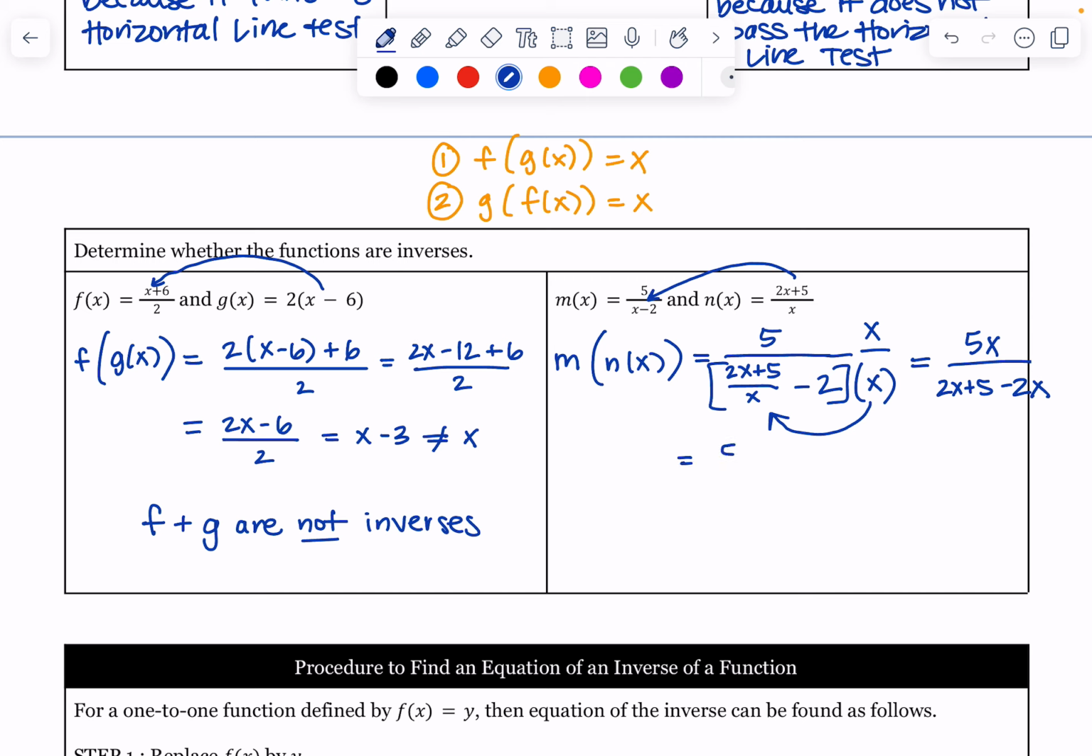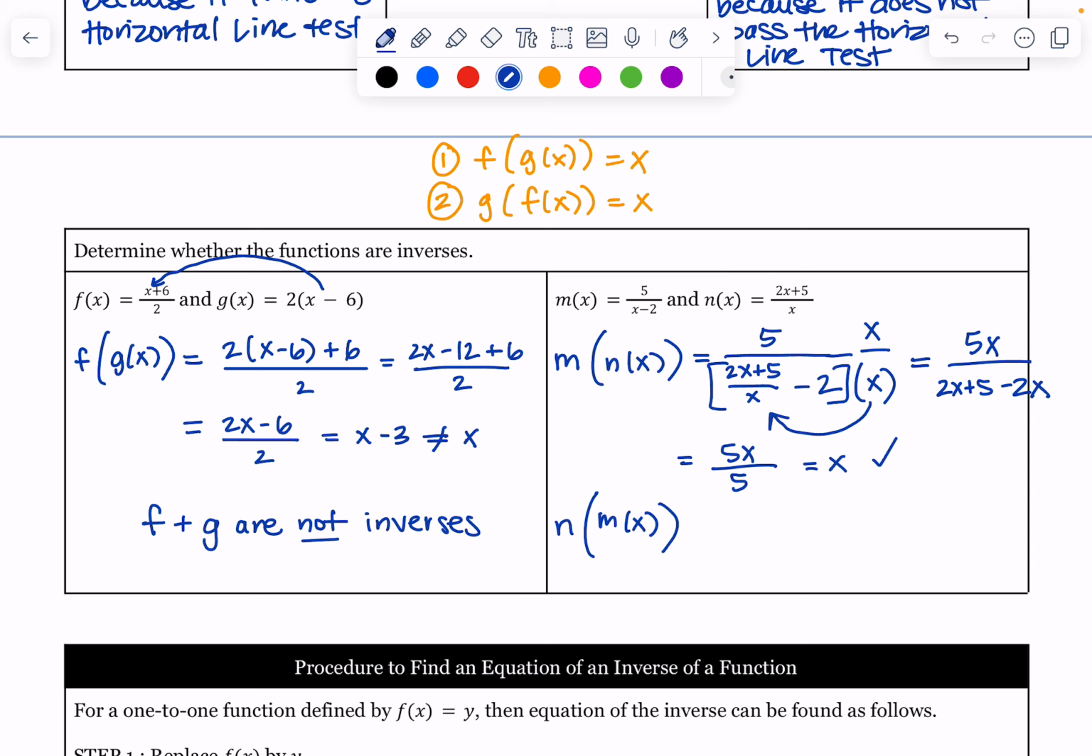When I reduce it, I have 5x on top, and then on the bottom, I'd be left with just 5. And the 5's give us just x, so that direction worked. It's a little sloppy. The other direction would be n of m of x, so I'm going to plug in the opposite direction.